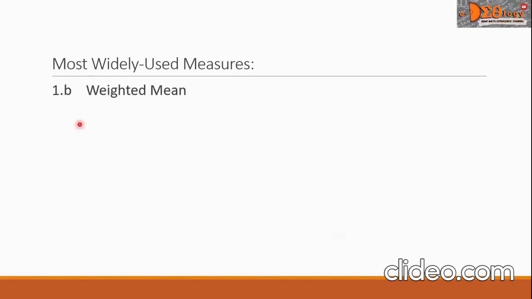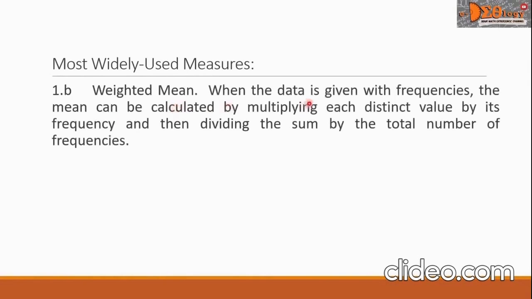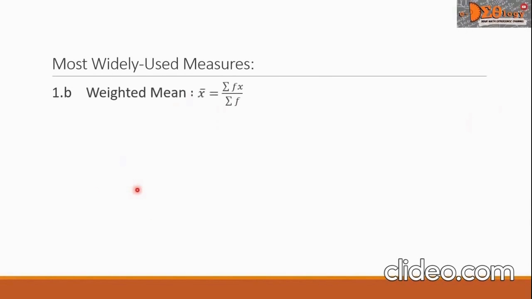On the topic about mean, there is what we call weighted mean. When the data is given with frequencies, the mean can be calculated by multiplying each distinct value by its frequency and then dividing the sum by the total number of frequencies. In symbol, we may write x bar equals the summation of fx all over summation of f. Let us see how the formula will be used.